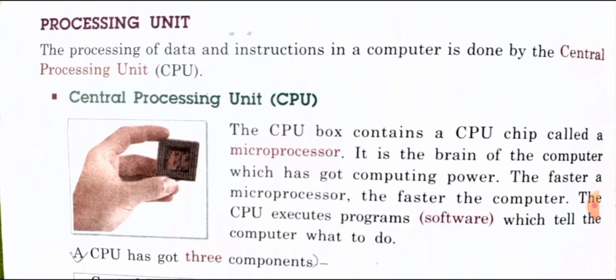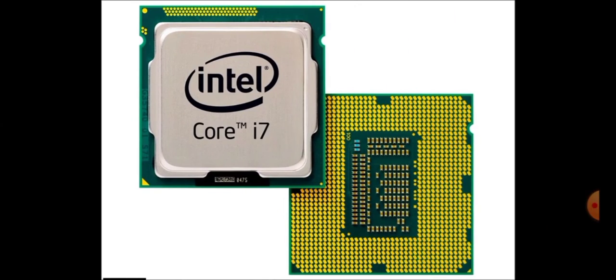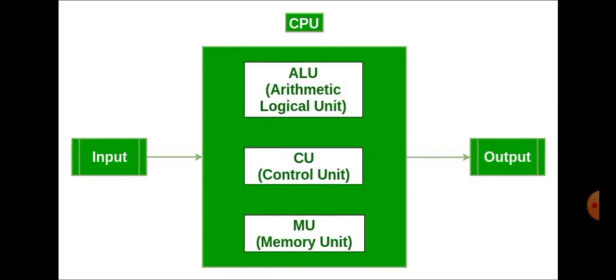The CPU box contains a CPU chip called a microprocessor. This is how the CPU chip or a microprocessor looks. Now, a CPU has three components. How many components? Three components that are ALU, CU and MU. ALU means arithmetic logic unit, CU means control unit, and MU means memory unit.